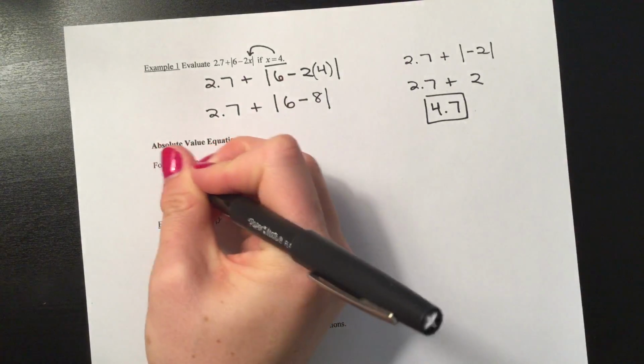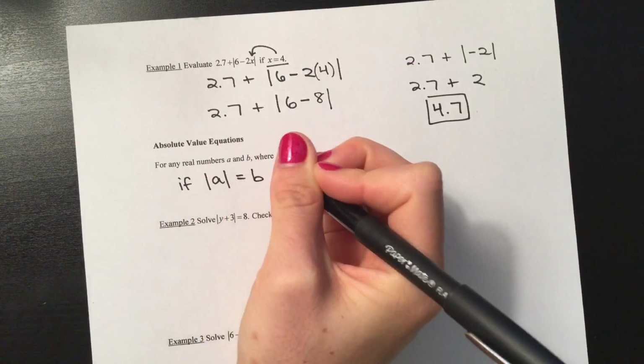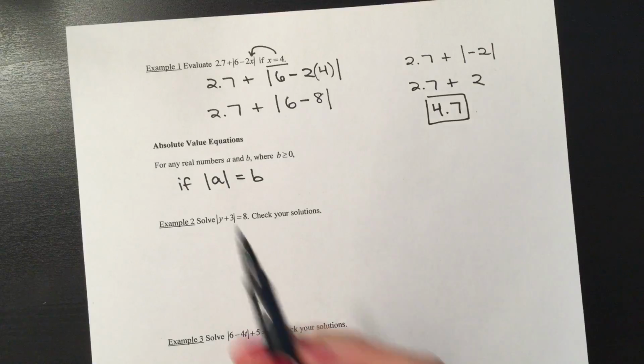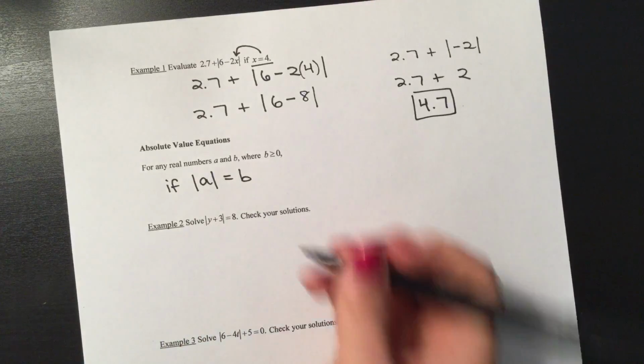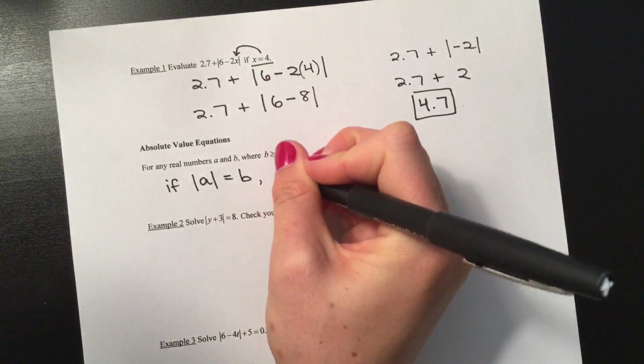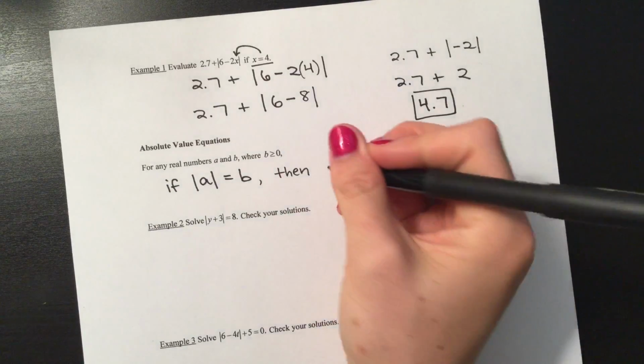If I have the absolute value of A is equal to B. So say I have that set up. So absolute value of A is equal to B. And then it's an equation. So it's something that you know is true. So if I know that this is true, then here's what I can say. Then I can say one of two things. Either A is equal to B.